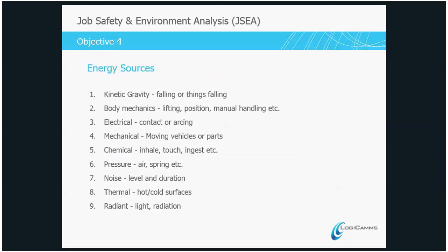When identifying hazards, we should also look at energy sources, not only at the job or the task, but at the equipment or tools, or even the process. What are the types of energies that we're going to be working with, or be in the vicinity of? In case that energy is released, what can happen to us? Some of those types of energies are kinetic energy, mainly falling things, body mechanics, electrical energy, mechanical, chemical, pressure, noise, thermal, and radiant.